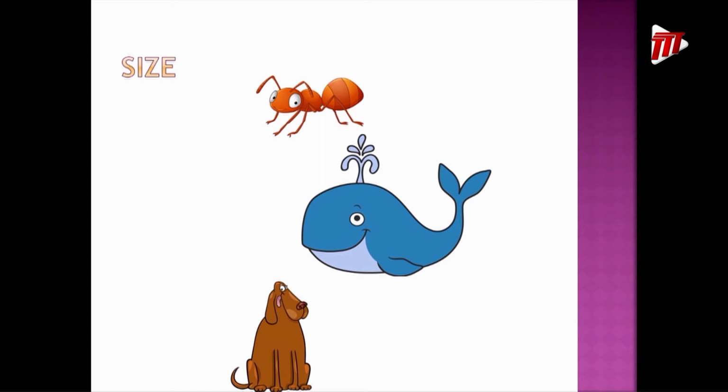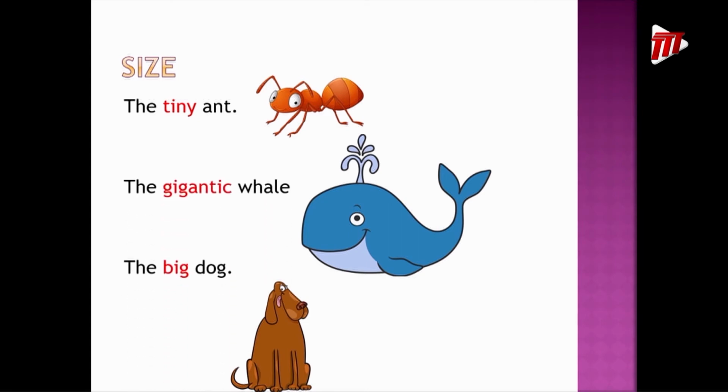So let's look at some other animals. I see a tiny ant. How would you describe the whale? The gigantic whale. And the big dog.